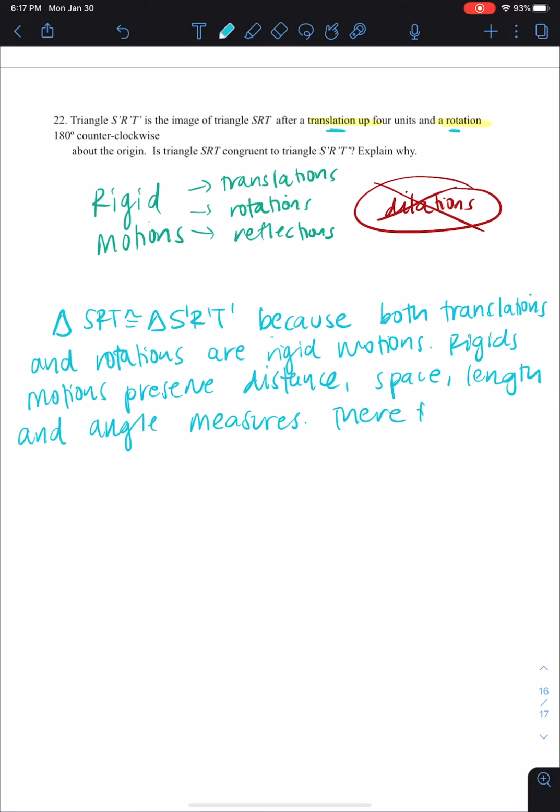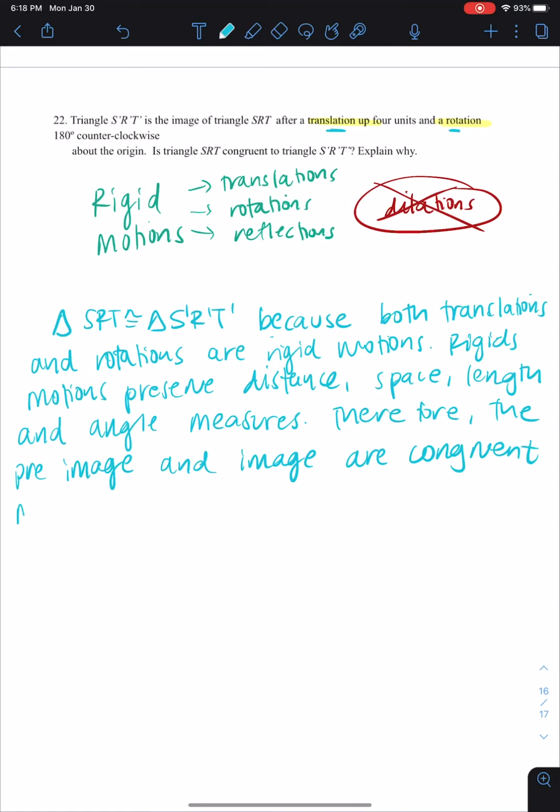Therefore, the pre-image and image are congruent, meaning they are the same shape and size.